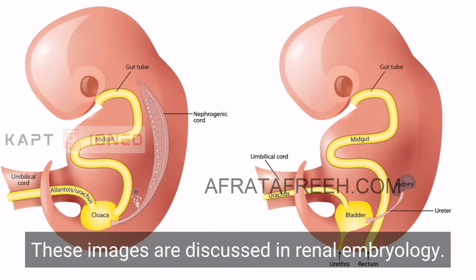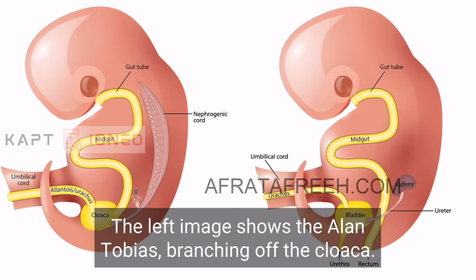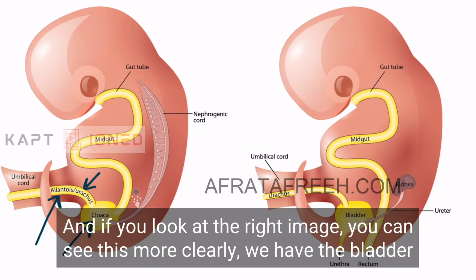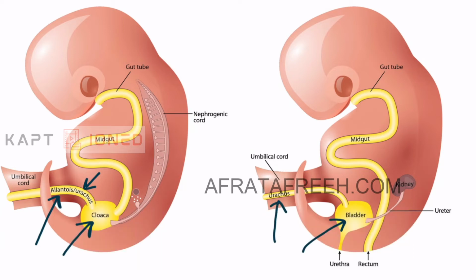These images are discussed in renal embryology. The left image shows the allantois branching off the cloaca. The allantois eventually obliterates into the urachus, which will connect the bladder to the umbilical cord. And if you look at the right image, you can see this more clearly. We have the bladder and the urachus.